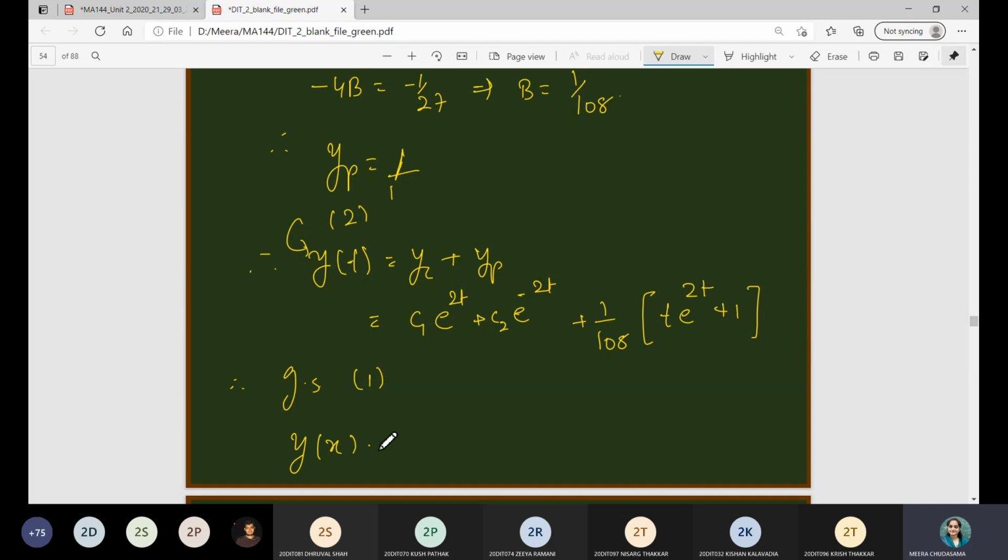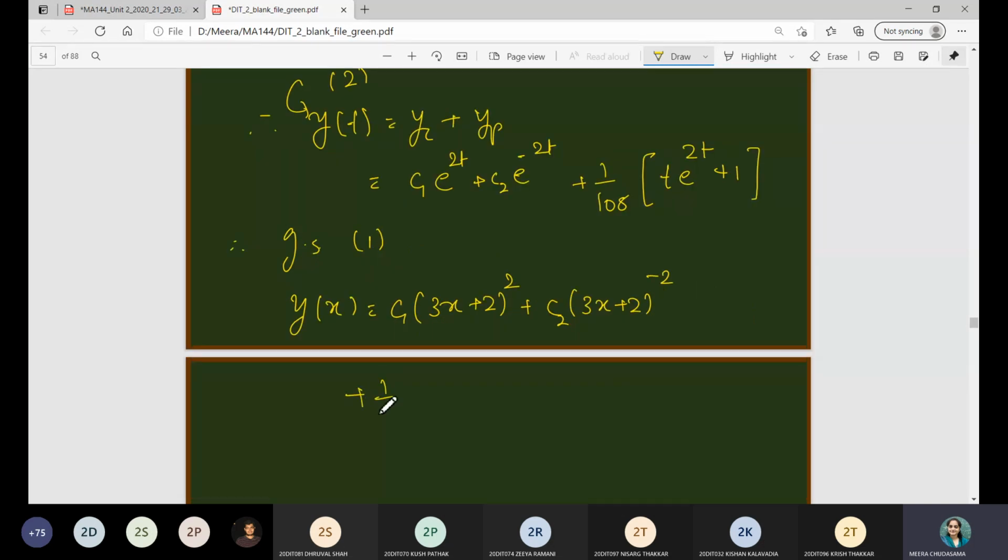So y of x is equal to C1 e raised to 2t, which can be written as e raised to t square, so it is (3x plus 2) whole square. C2 e raised to minus 2t is e raised to t raised to minus 2, so it is (3x plus 2) raised to minus 2. Plus 1/108 e raised to 2t, which is (3x plus 2) whole square, times t, where t is log(3x plus 2), plus 1. So this is what the final answer is.